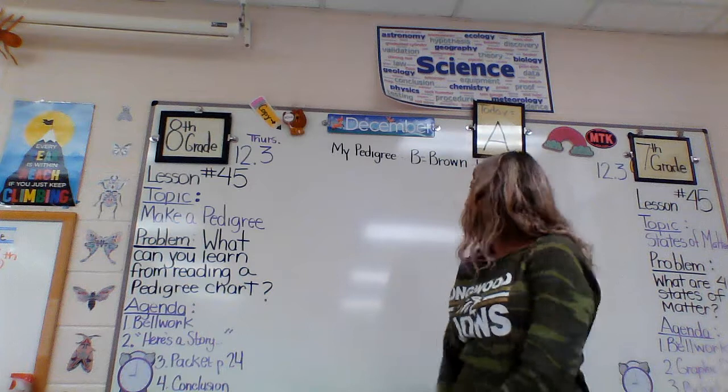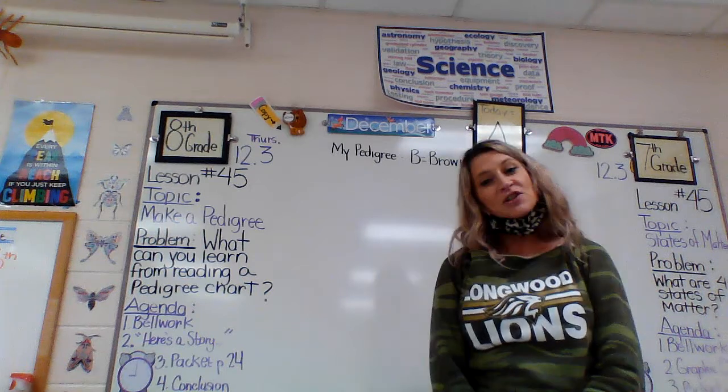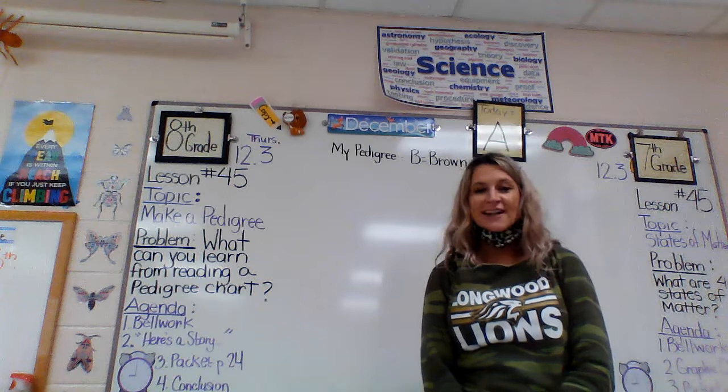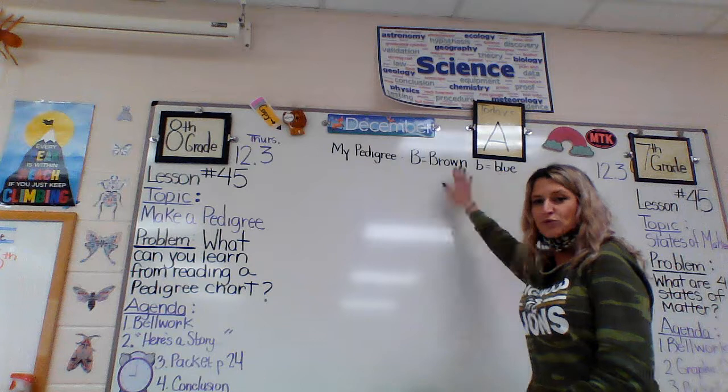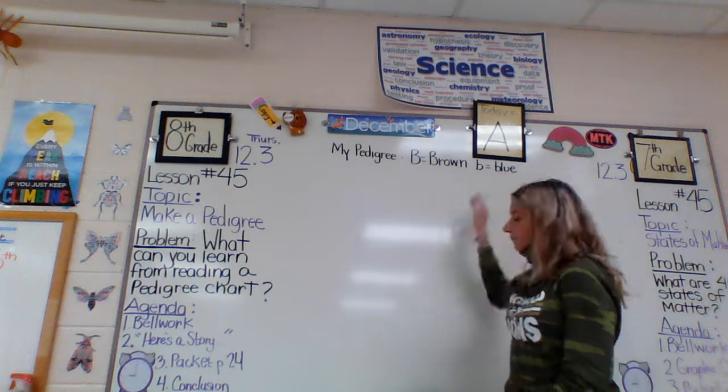Okay, so we're going to focus this pedigree, which traces a trait through generation to generation, on eye color. We're going to use two basic eye colors. We're going to use brown and blue. Brown is always dominant over blue.